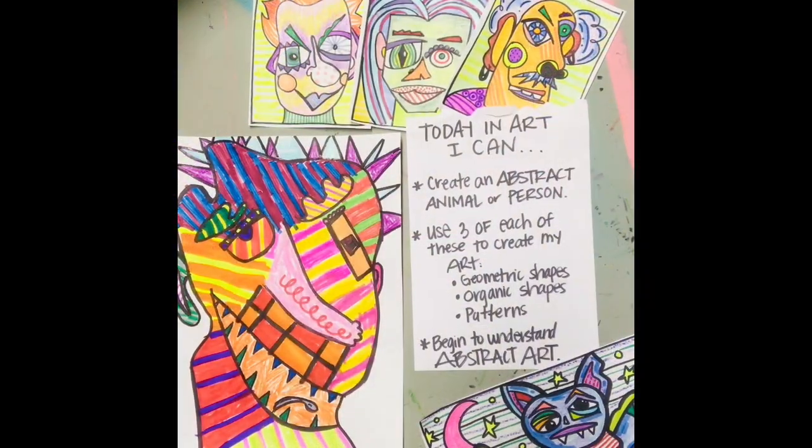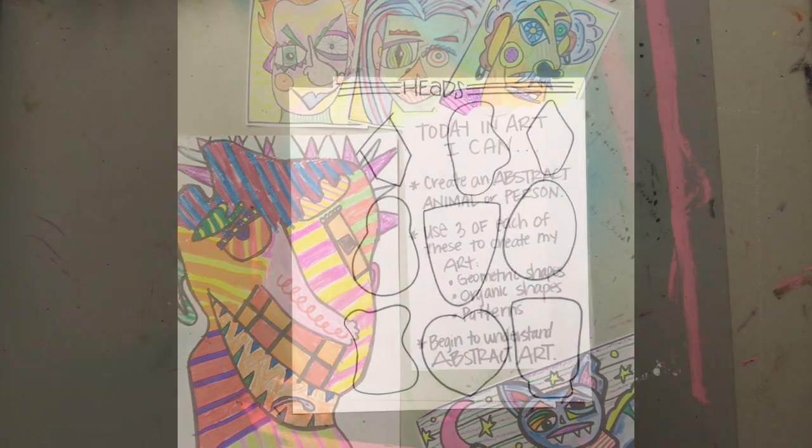Today in art, I can create an abstract animal or person. I will use 3 of each of these to create my art. I will use 3 geometric shapes, 3 organic shapes, and 3 patterns. And I will begin to understand abstract art.